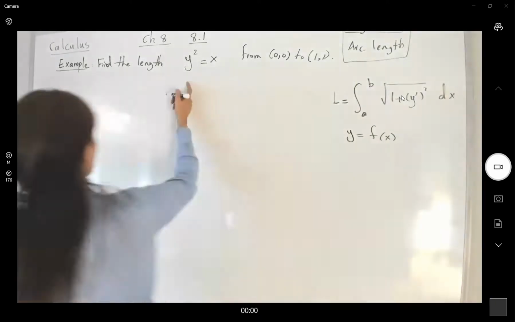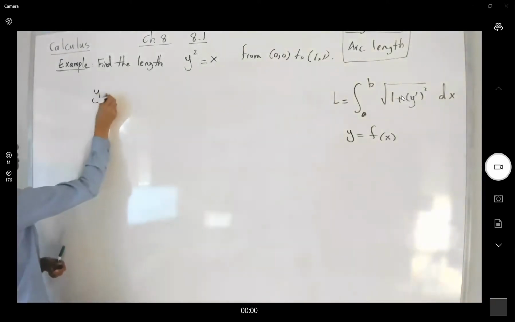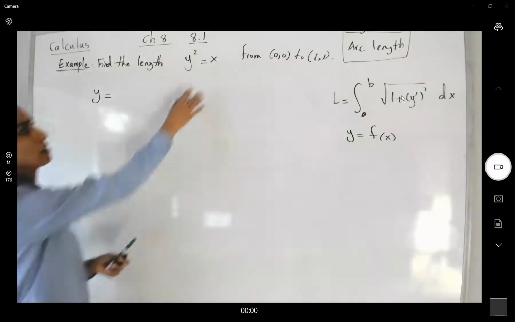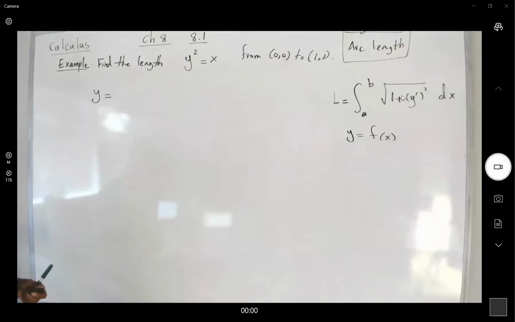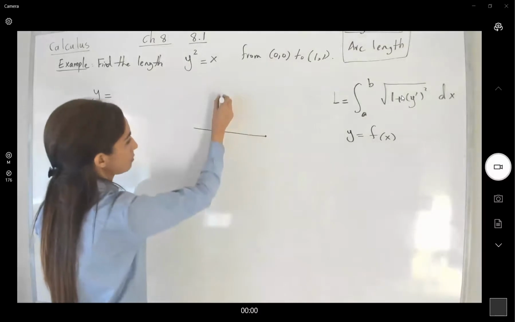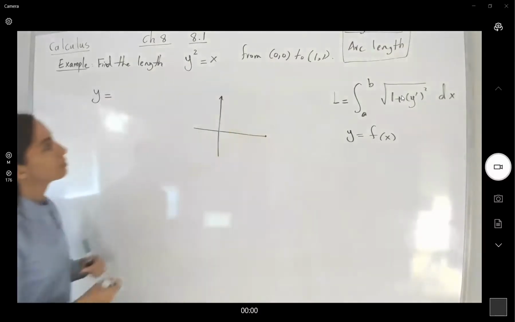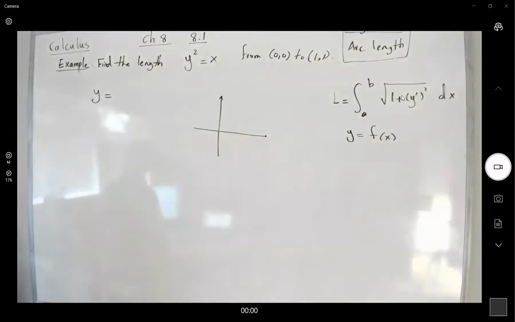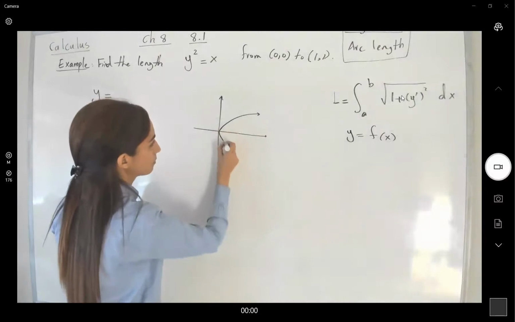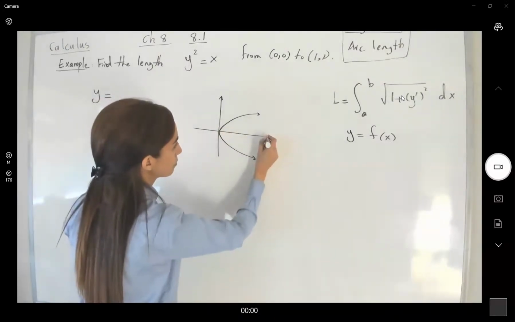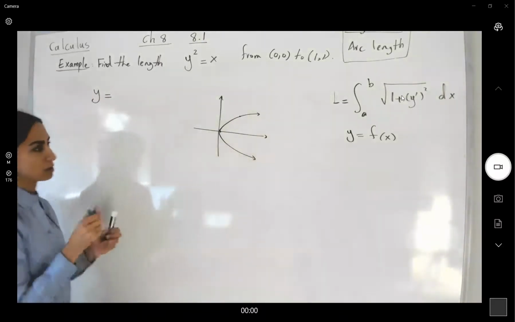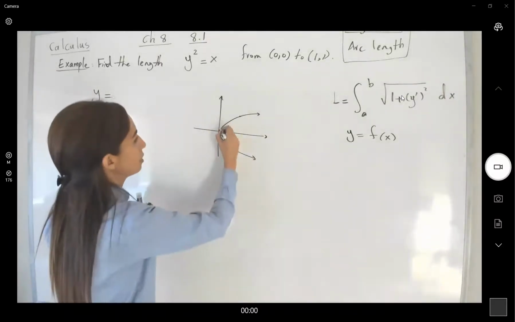So it means that our y is equal to, let's take a look at this. First of all, what's the graph like? How do we graph this? From (0, 0) to (1, 1). This is our graph. You want to know what is this length here?